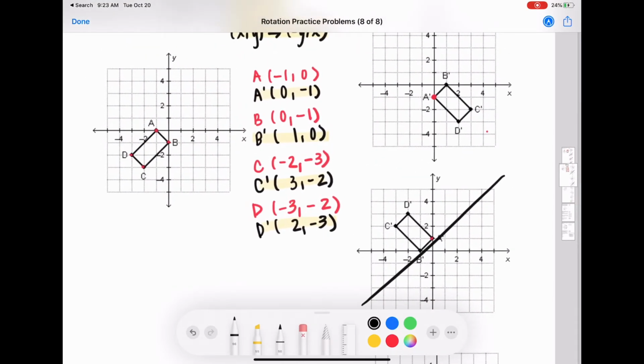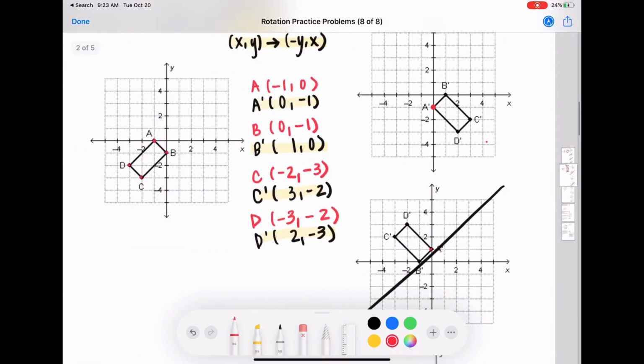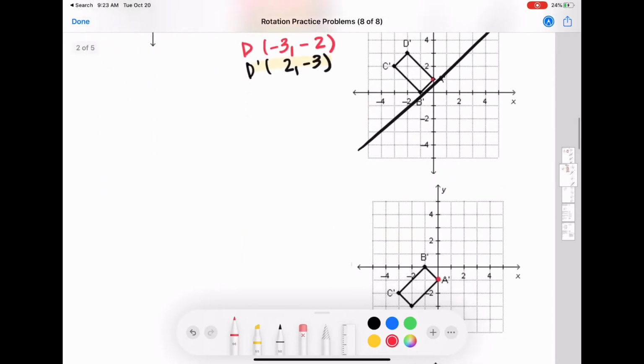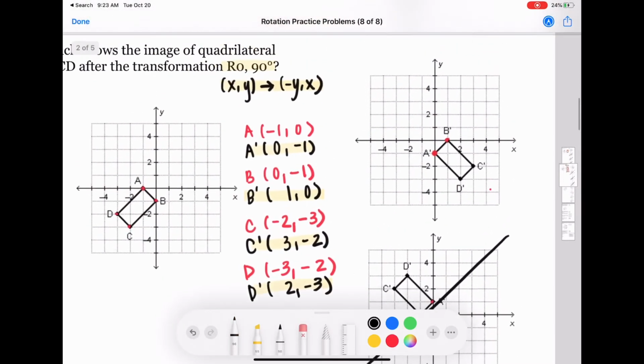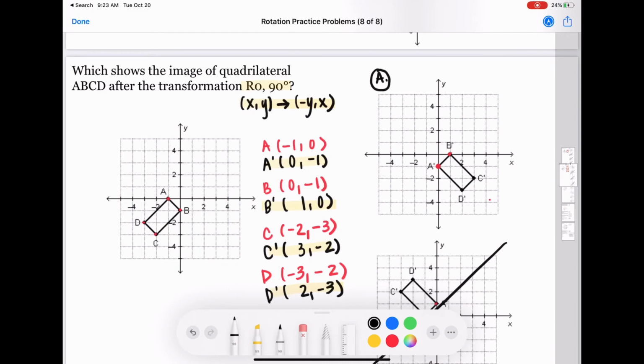Now let's look for B prime. B prime needs to be at 1 and 0. Here we have B prime at 1 and 0. And here we actually don't have B prime at 1 and 0, so we can cross out that answer choice. And we now know that A is our answer because A is the diagram which shows the image of the quadrilateral ABCD after the rotation about the origin 90 degrees. Let's look at the next problem.